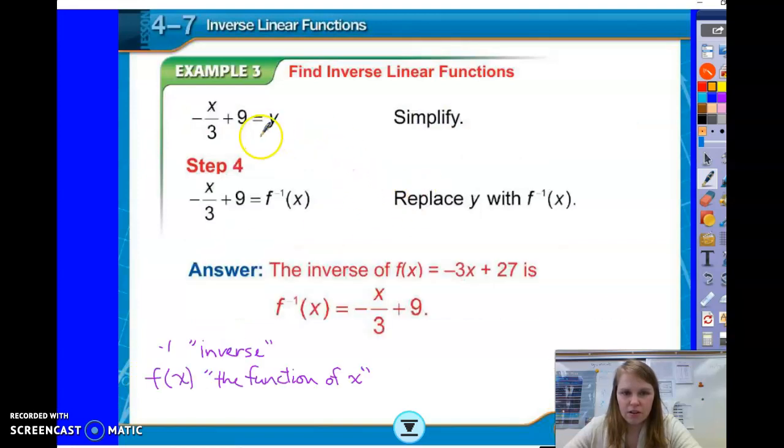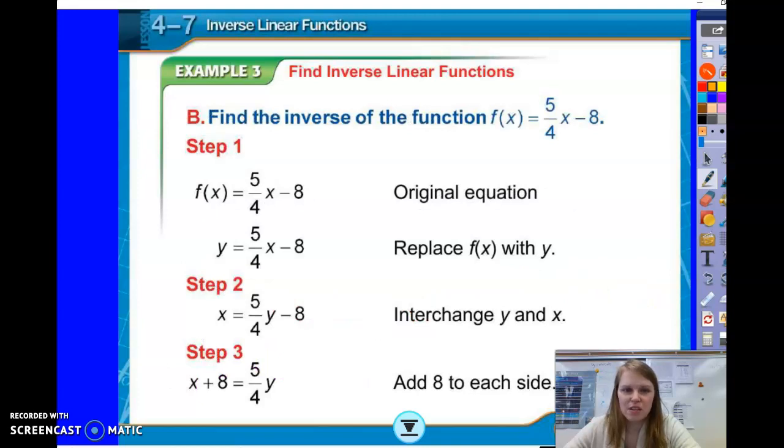Once you get y on a side by itself, put that new notation back in there. F of x, but we're using the inverse of f of x. Okay, so just a reminder, the little -1 means inverse. This means the function of x. So this would be the inverse function of x is this stuff.